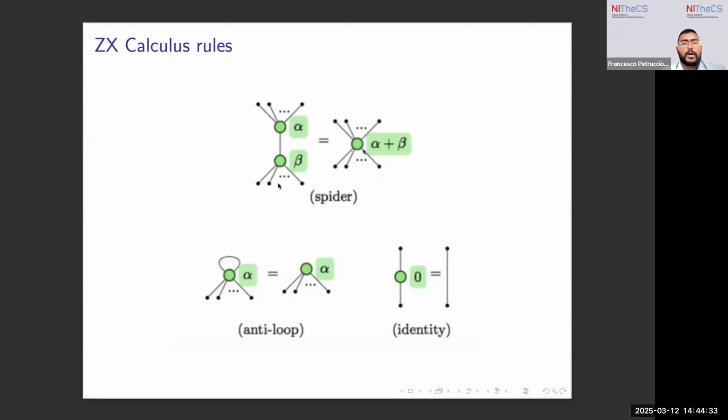For this top spider fusion property, you can simply write the corresponding maps it corresponds to, and when you compose them, it's not hard to see that the phases are added. So we can represent this using one spider with the phases added. We can also remove loops, and a spider with a single input and output with 0 phase is just our identity map. Again, by the definition of these spiders, it's not hard to deduce.